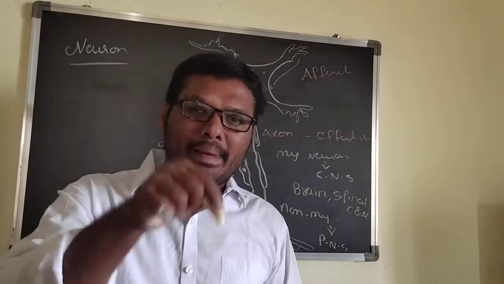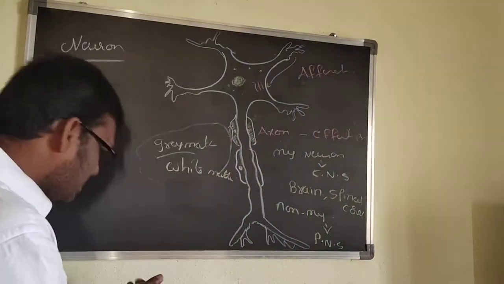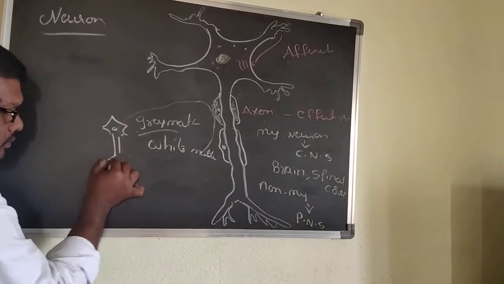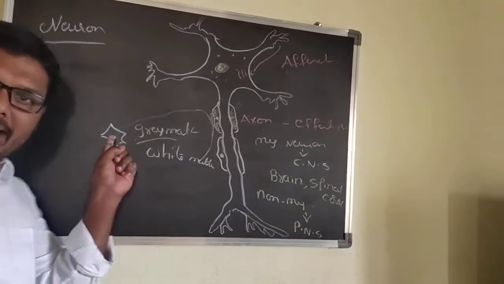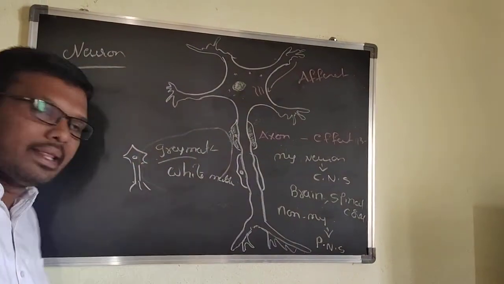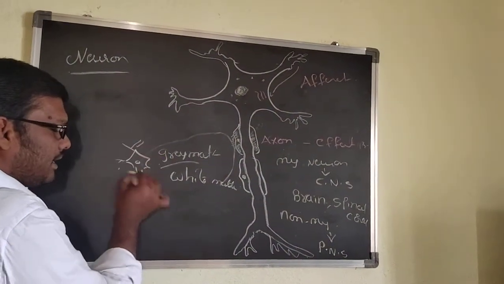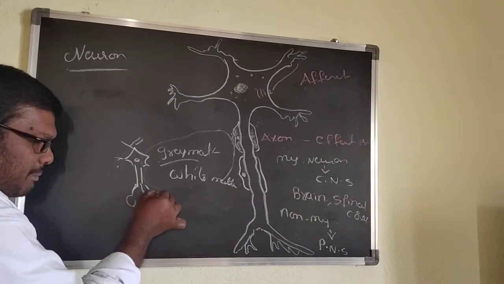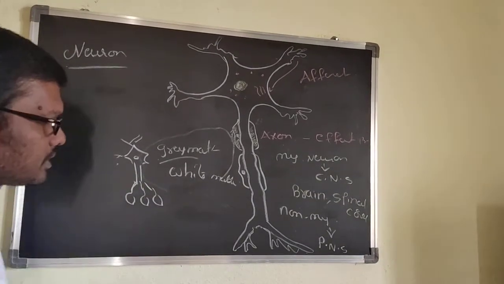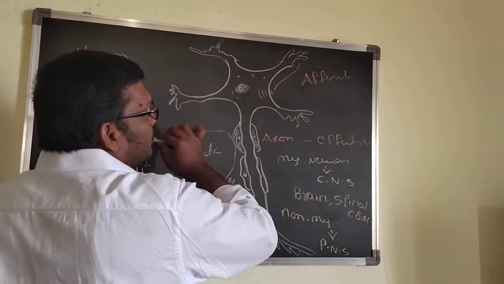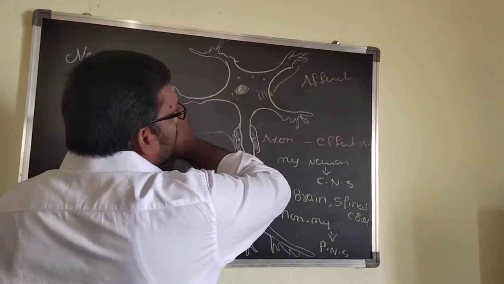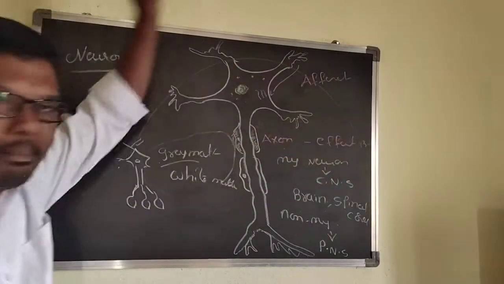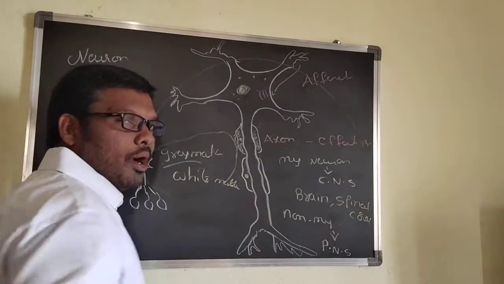Why do they have gray matter and white matter? Suppose, now can I name it? This is the cell body, this one is the dendrites, this one is the axon, this is the axon terminals, and this one is the synaptic knobs. Like this I will draw. Now, in total this is a brain. This is the cell body.